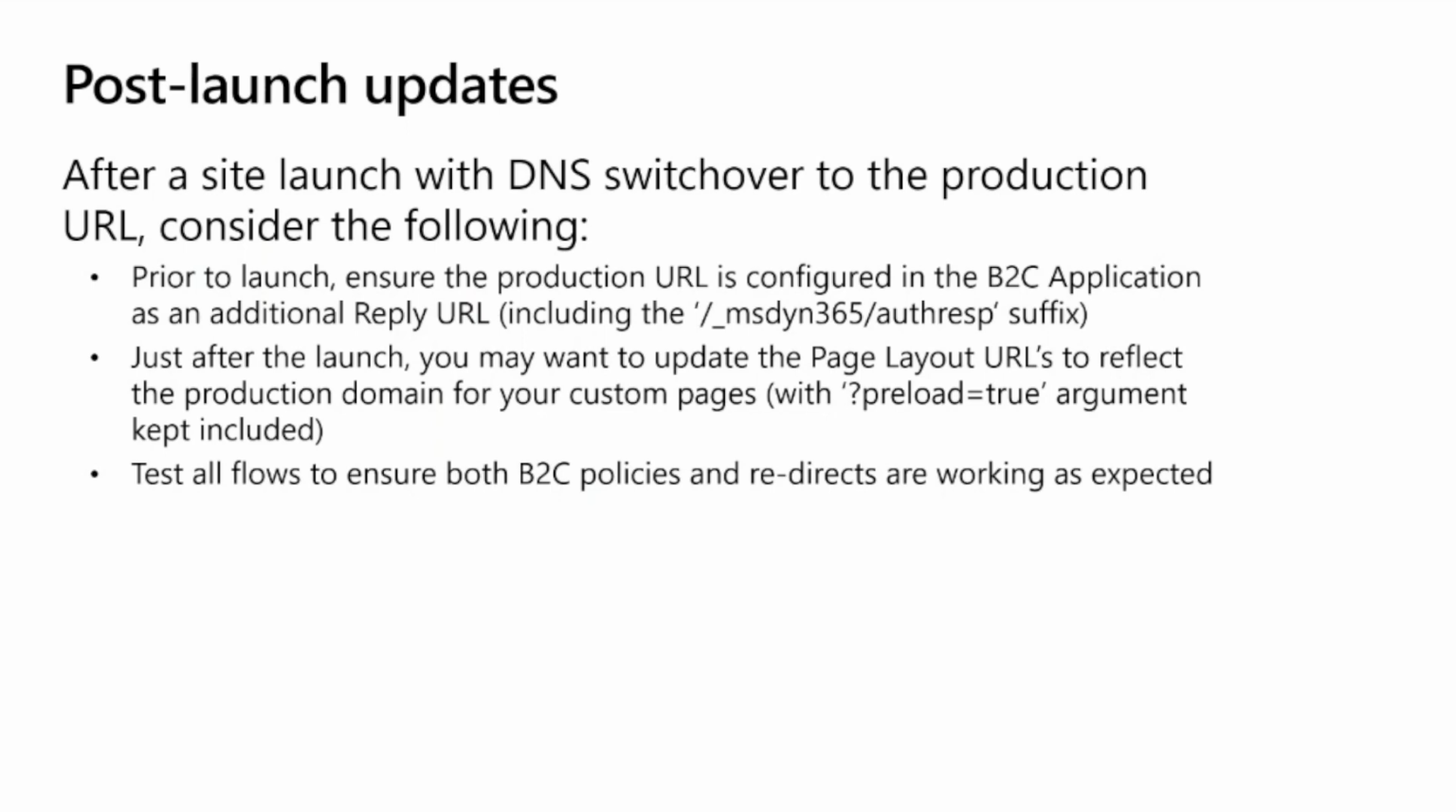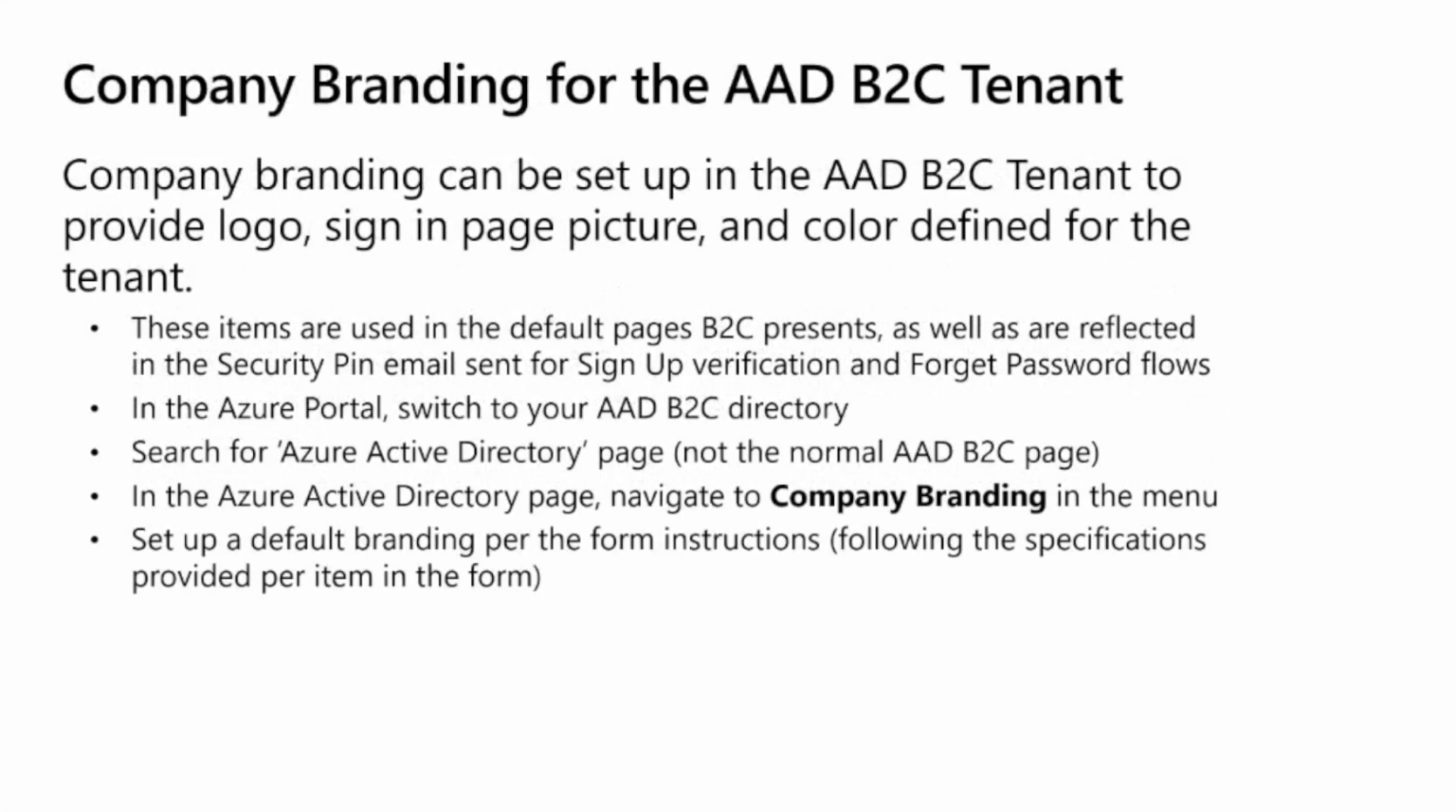Now, I noted earlier on the default rendering that B2C has to render the sign-up form or the different forms per the user policy. And within the B2C tenant, you can set up the company branding in the company branding menu to reflect a logo, a sign-up page picture, and define a color as well that's common in the theme. So though B2C is doing the rendering, these are a few elements you can control through this company branding section.